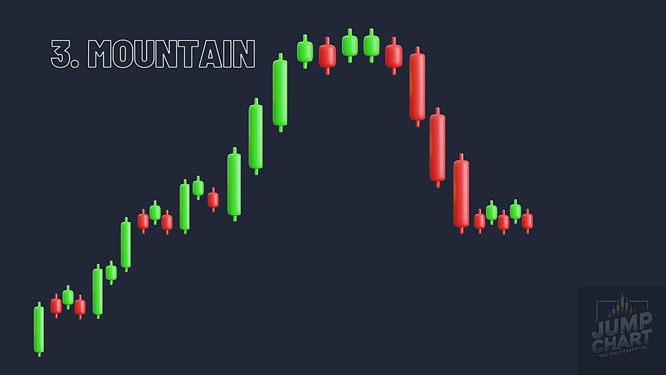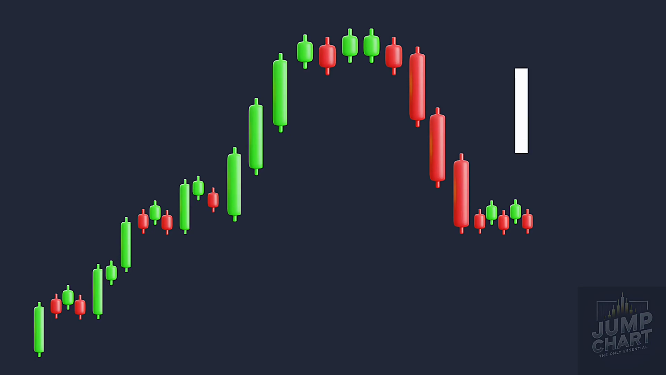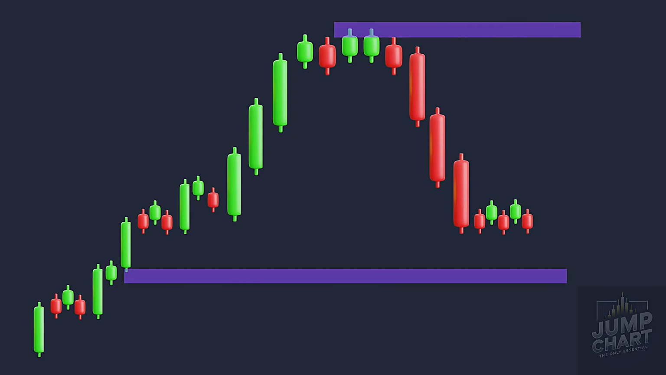Now we move to trade type 3, the mountain. In this example, picture a strong bullish impulse that pushes to the top of the screen like this, after which price starts to stall and begins to drift lower. It forms a mountain peak visual.